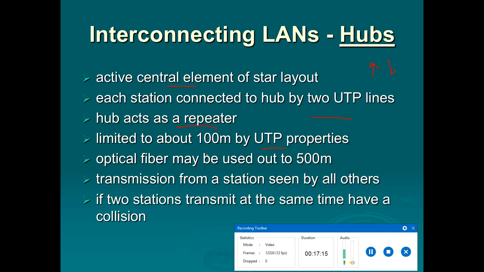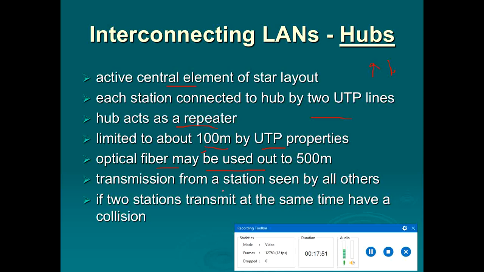Because of the high data rate and the poor transmission qualities of the UTP cables, the length of the line is limited to about 100 meters. But as an alternative, optical fiber cable can be used, and in this case the maximum length can be made up to 500 meters.